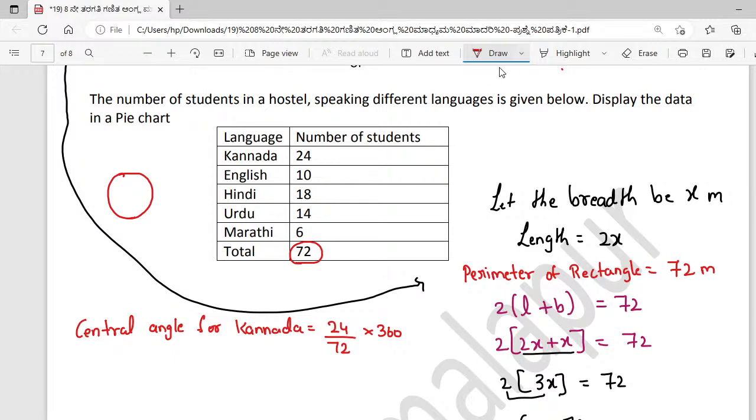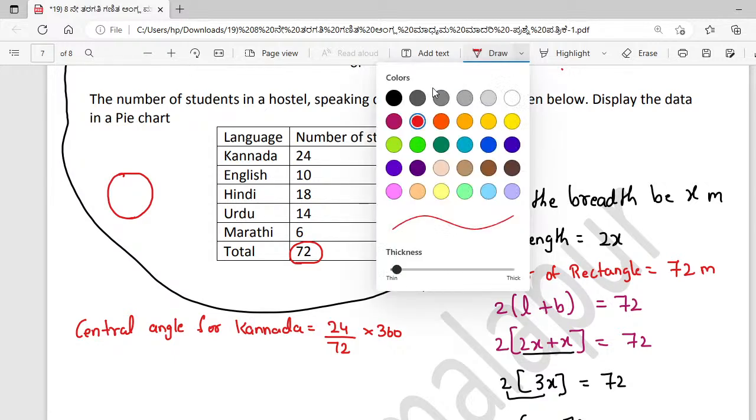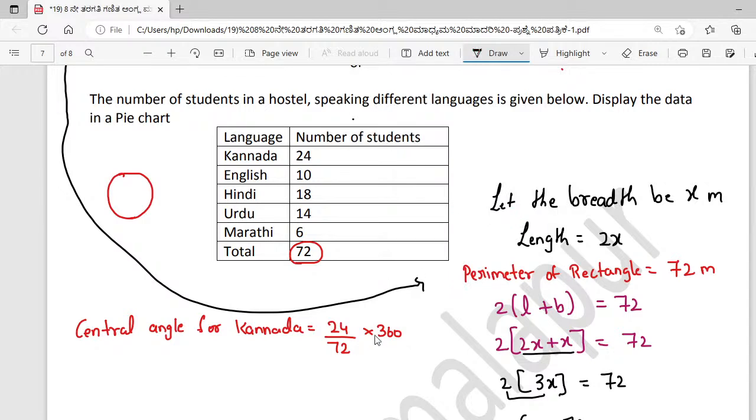Now do the calculation part. It's very simple to do the calculation of this. That is 36 tens are 360, 36 twos are 72, 2 ones are and 2 twelves are. So 12 tens will give the value as how much? 120 degrees. That is the central angle of Kannada.